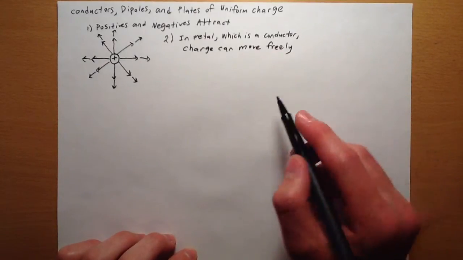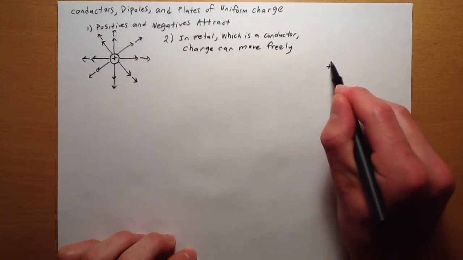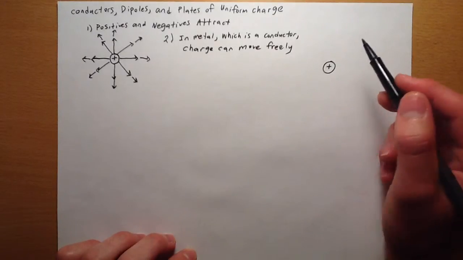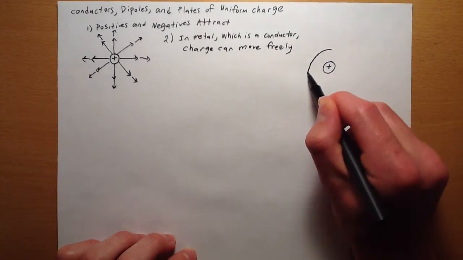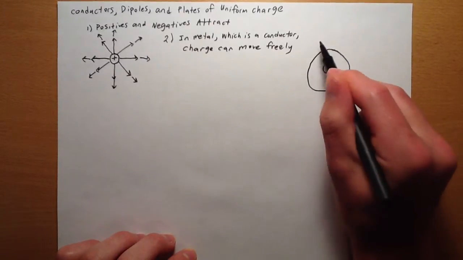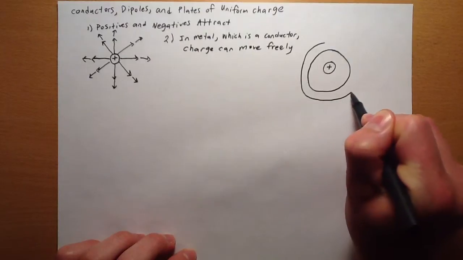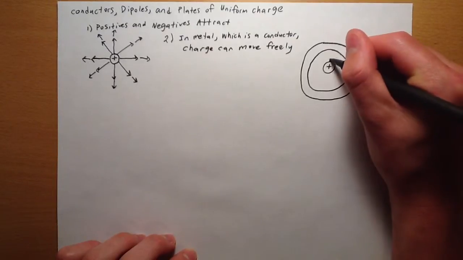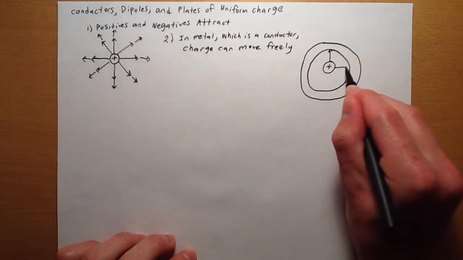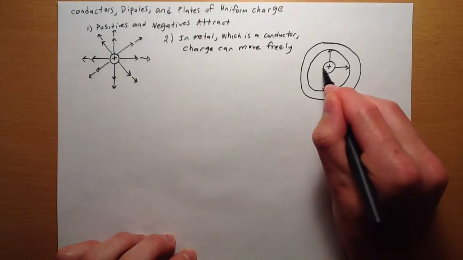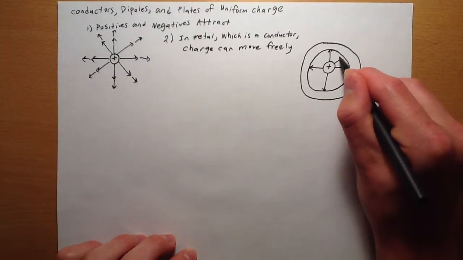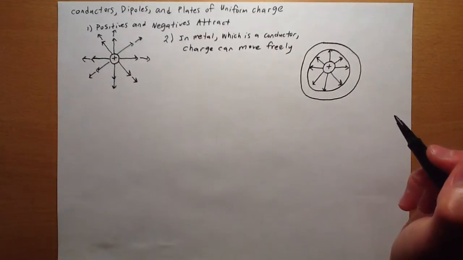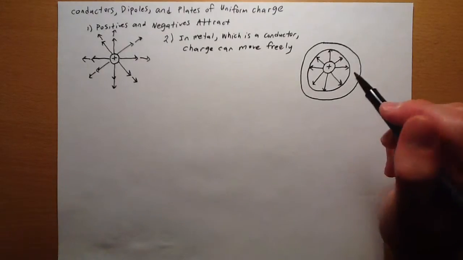So we're going to draw this point charge again, right here. But we're going to put a metal object or conductor around it. Here it is right here. So now we're going to draw our field lines again. And just like before, the field lines come out of the positive charge. But the thing is, what happens when these field lines run into the metal object?